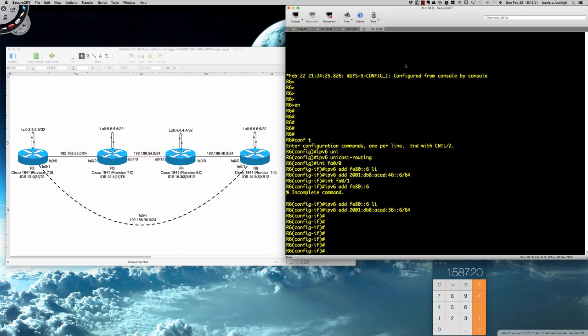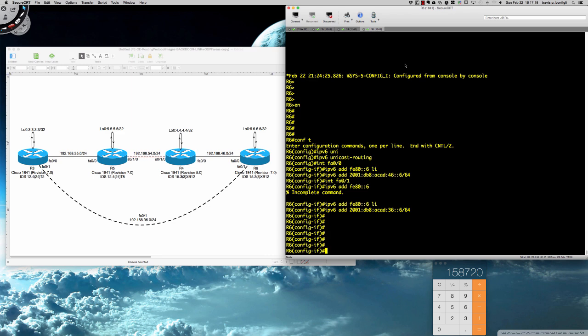All right. So, quick topic, right? EIGRP for IPv6 has the same tables that EIGRP for IPv4 has. You're going to have a neighbor table, a topology table, and a routing table. The only difference is you're going to have to use the IPv6 command to see that information.